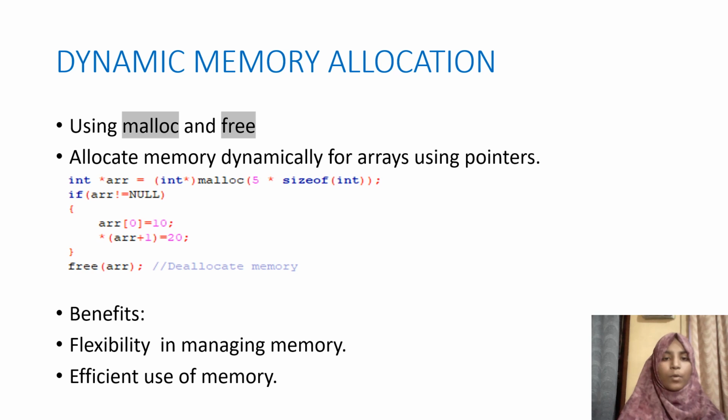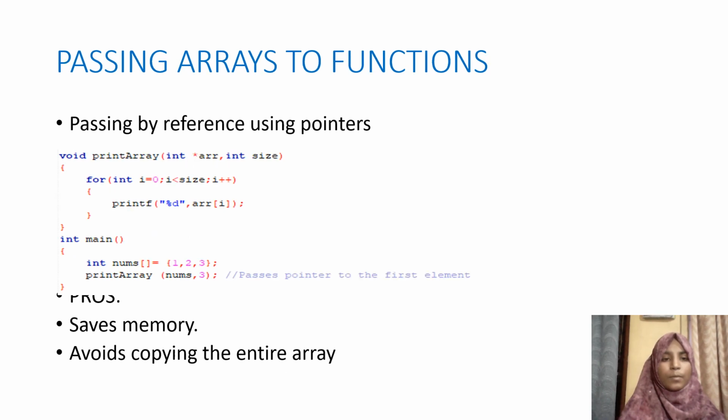Dynamic memory allocation using malloc and free is nothing but memory allocation and deallocation. It allocates memory dynamically for arrays using pointers. An example is mentioned using memory allocation and free for deallocation of memory. The benefits are that they are flexible in managing memory and efficient in the use of memory.